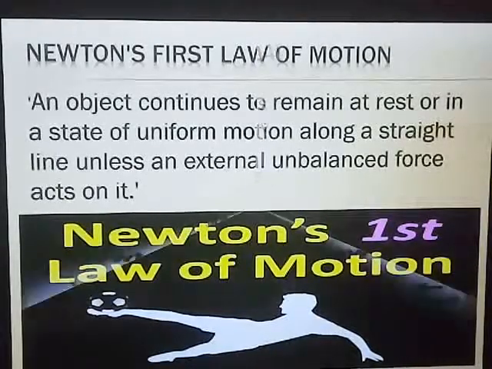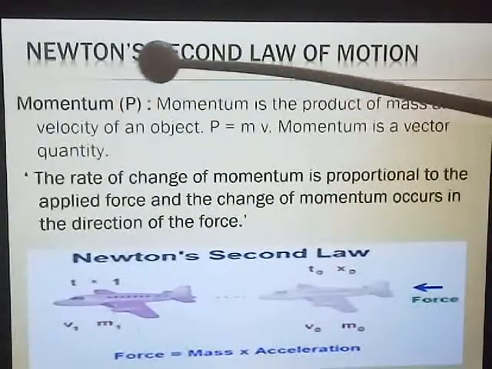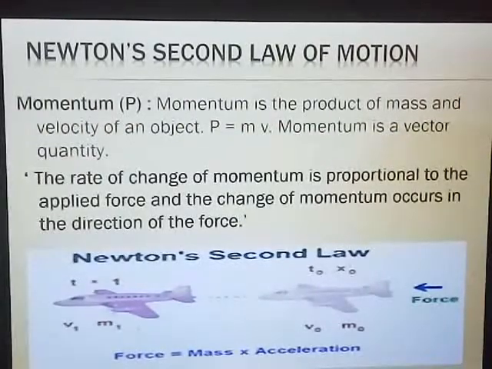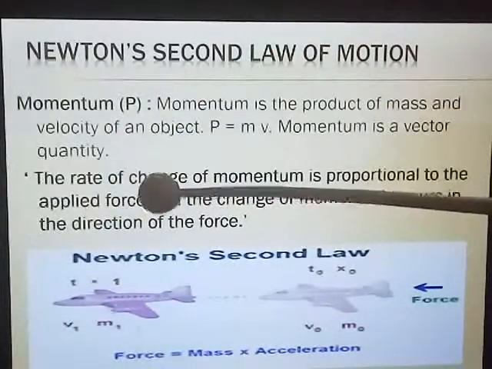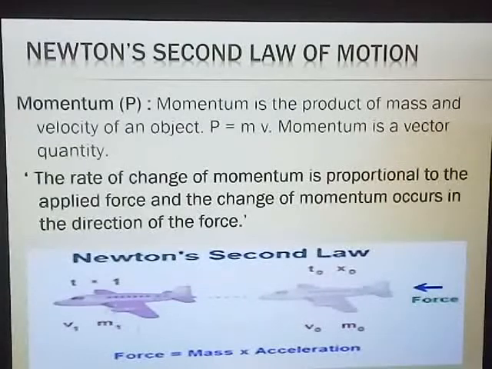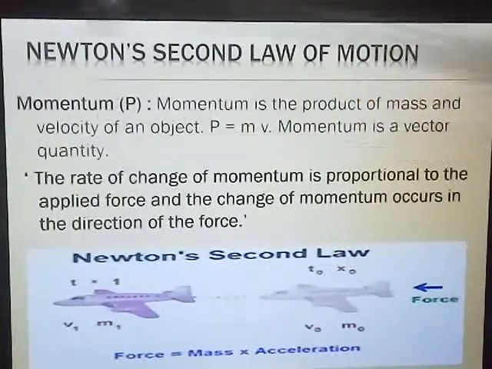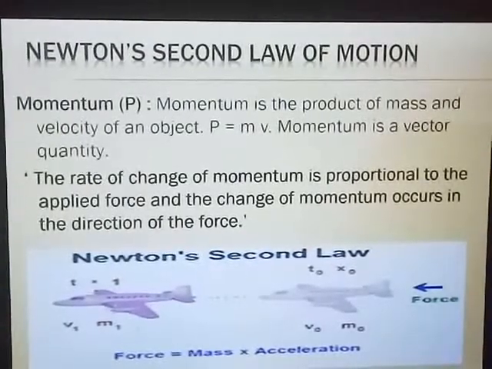Then we had studied Newton's second law of motion. For studying Newton's second law of motion, we had studied momentum. Momentum was denoted by capital P. It is the product of mass and velocity of an object. So P is equal to mass into velocity. Momentum is a vector quantity because it has both magnitude as well as direction. So momentum is a vector quantity.